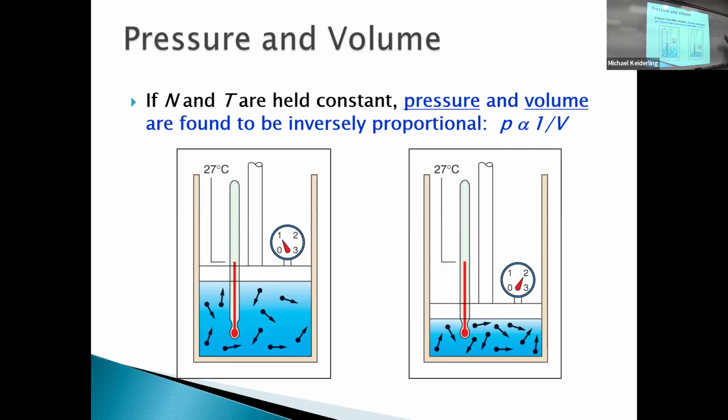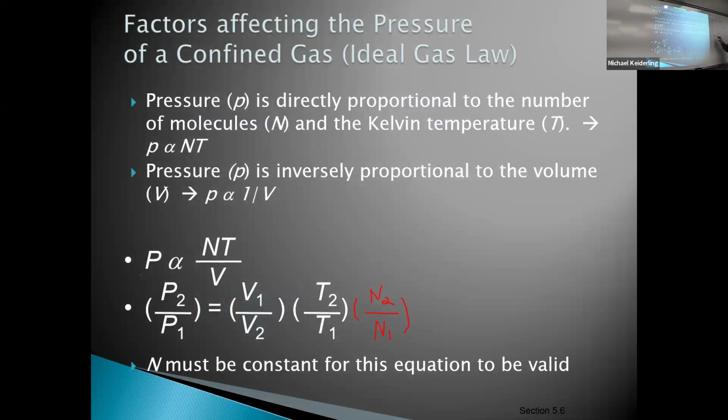If you increase the number of molecules, you increase the number of molecules bouncing off the walls, that increases the pressure. If you increase the temperature, the molecules are moving faster, so they hit harder, that increases the pressure. If you decrease the volume, it takes less time to hit the walls, so that increases the pressure. So we find that pressure is proportional to NT over V, directly proportional to the number of molecules and the temperature in Kelvin, and inversely proportional to volume.